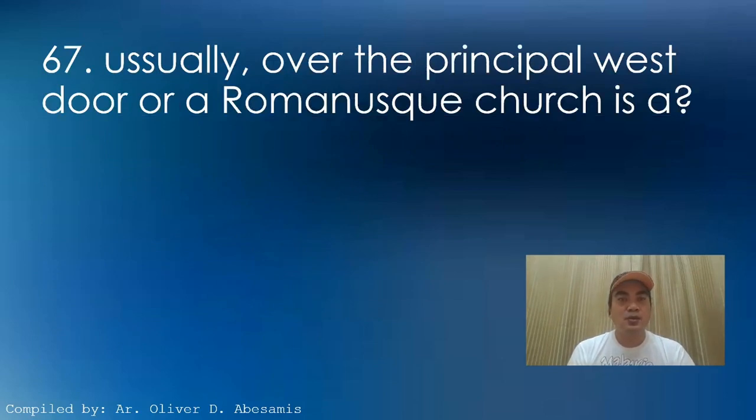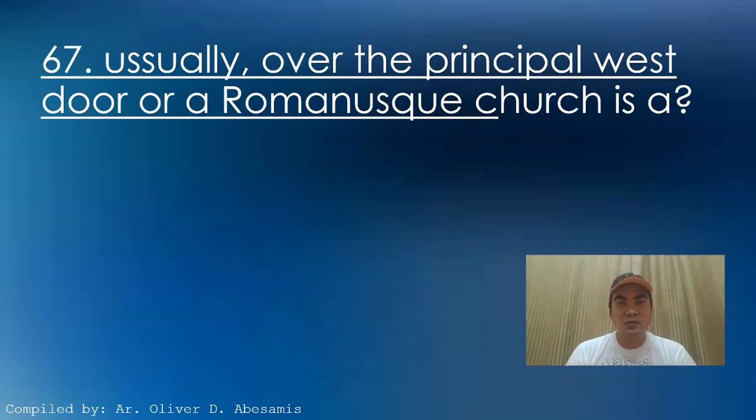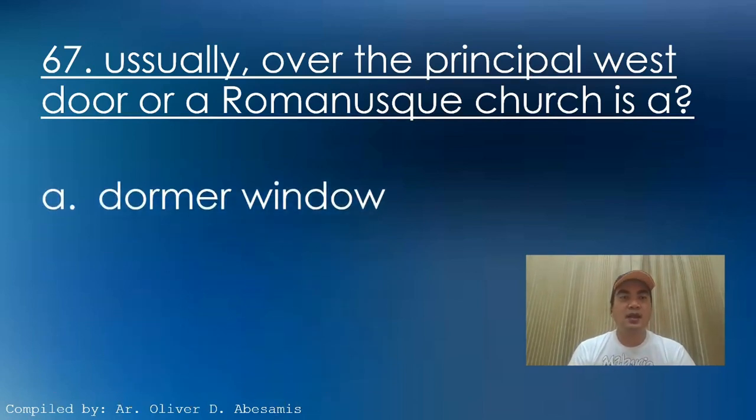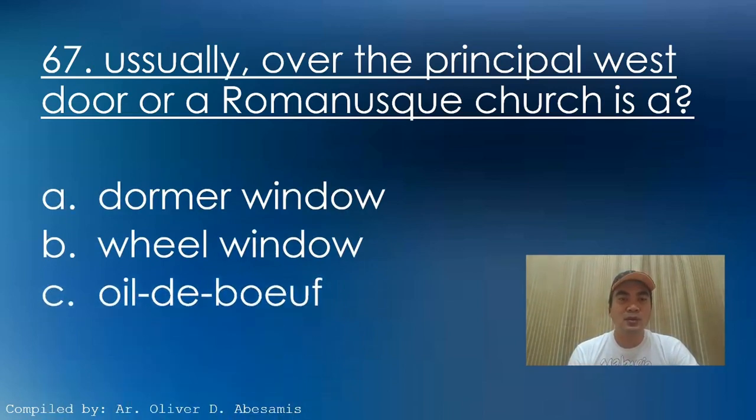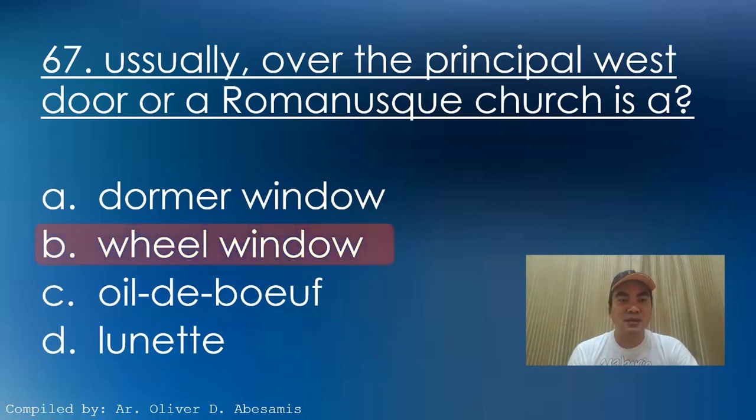67. Usually, over the principal west door of a Romanesque church is A. Dormer window. B. Wheel window. C. Oculus. D. Lunette. Answer. B. Wheel window.